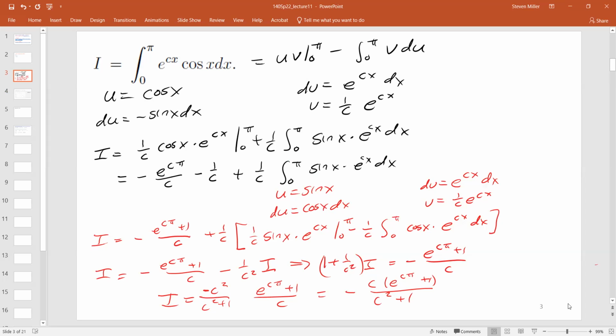What property did we exploit about cosine that led to this success? What's the source of the miracle? You always want to ask, why did it work? And the better you have the feeling of why things work, the more likely you are to figure out later when to use the method. So why did this work at the end? What allowed us to get I on both sides?